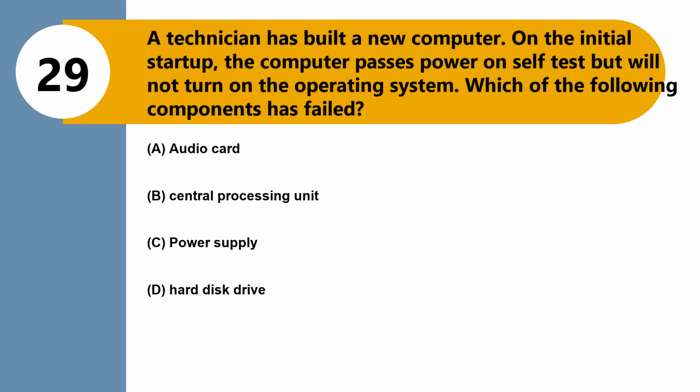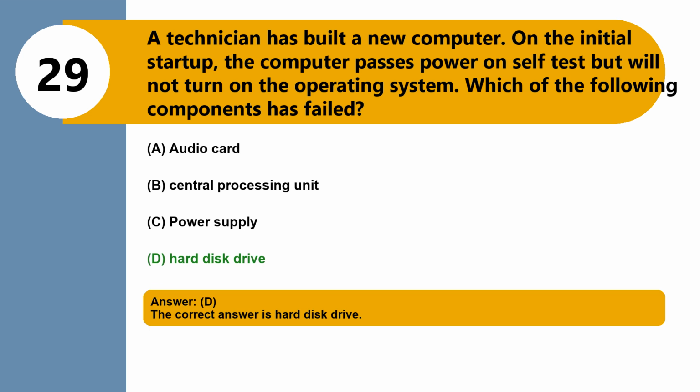Question 29. A technician has built a new computer. On the initial startup, the computer passes power on self-test but will not turn on the operating system. Which of the following components has failed? Option A, audio card. Option B, central processing unit. Option C, power supply. Option D, hard disk drive. The correct answer is option D, hard disk drive.